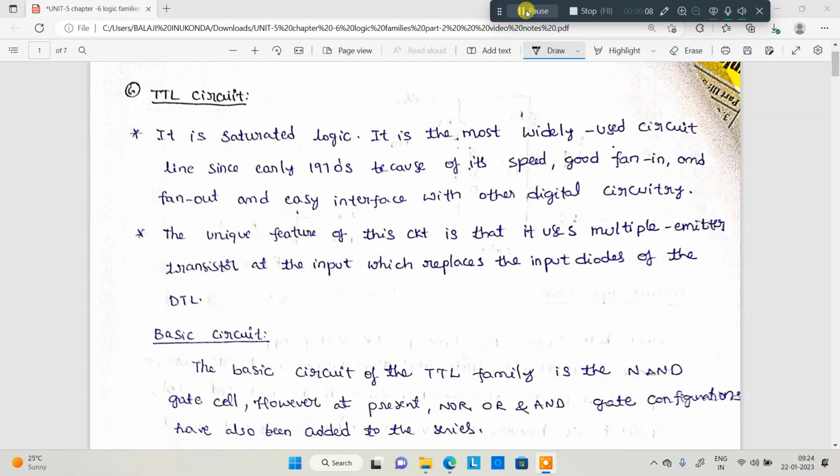So it is TTL logic. Till now we discussed RTL and DTL logic. Now we are moving to TTL, transistor-transistor logic. This is a saturated logic. We have two types of logic, saturated logic and non-saturated logic, based on whether the transistor is operating in saturation or non-saturation. RTL is a saturated logic and DTL is a saturated logic, and TTL is also a saturated logic circuit.